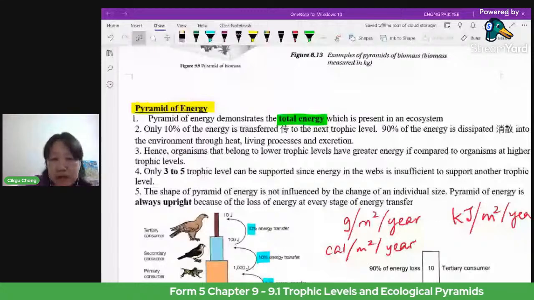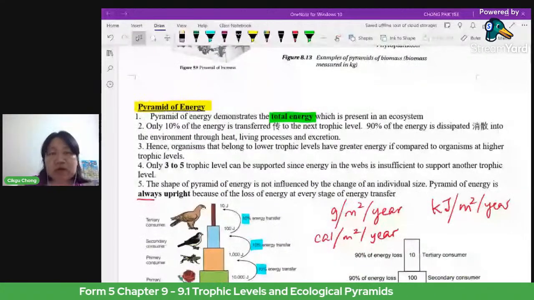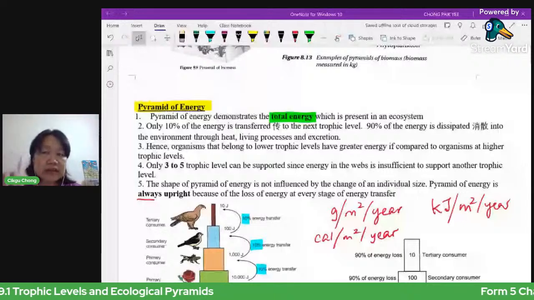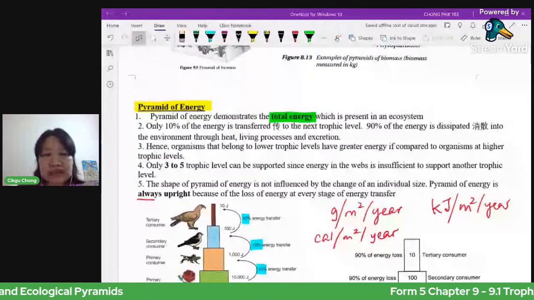Okay, because of the concept of loss of energy, 90% is lost before you go to the next level. Okay, let's look at the diagram. So you can see here.